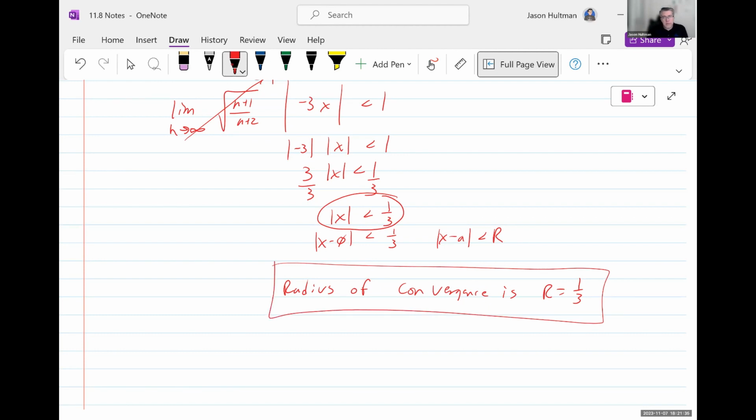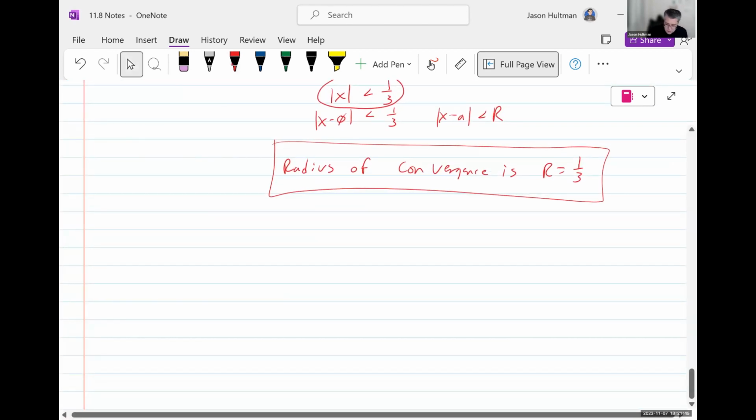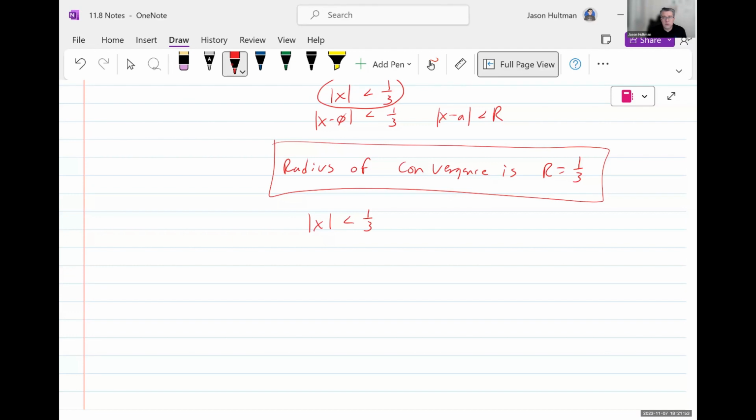Now I need to find the interval of convergence. I'm going to have to figure out for what values this corresponds to, and that is negative 1/3 is less than x, which is less than 1/3. And so this isn't my true interval, because what do I have to do? That gives me 99.9% of my values.